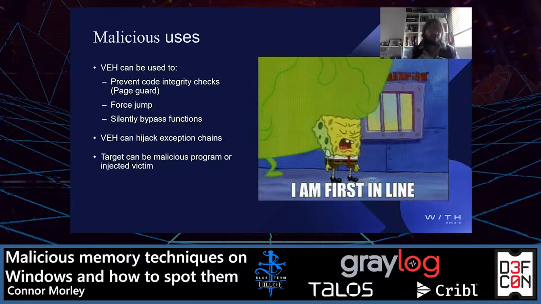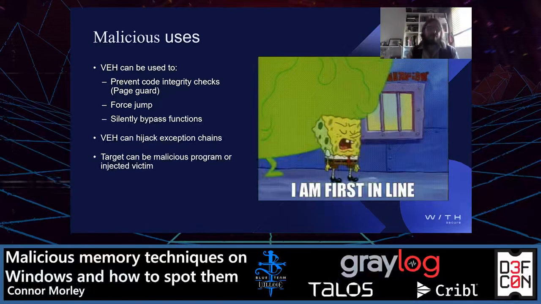It can perform force jumps. This is to do with how vector exception handlers are added to the VEH list. And it can also silently bypass functions. Now, this is where the security-relevant malicious memory manipulation is going to take place. And I'm going to give you a great example of that in a minute.